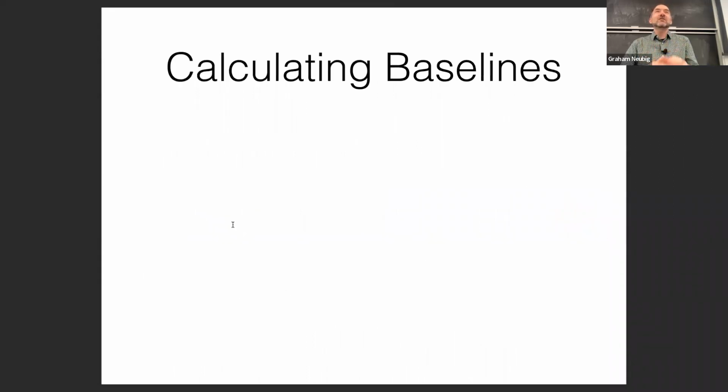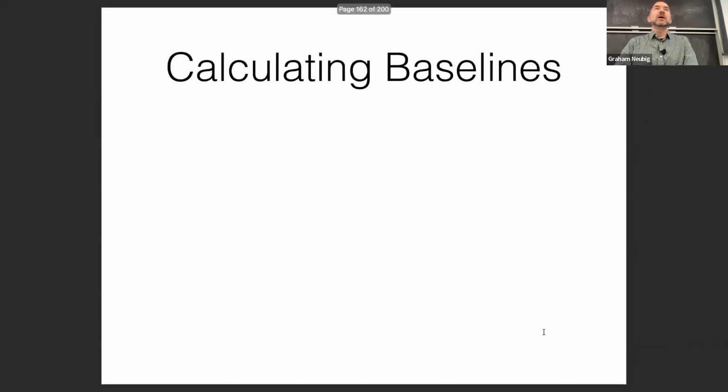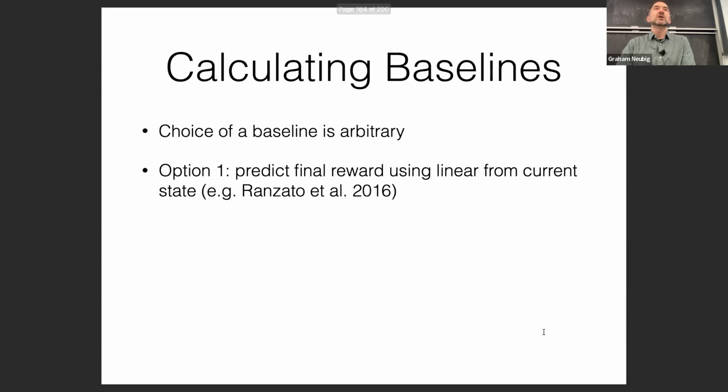So anyway, how do we calculate the baseline? The choice of the baseline is actually arbitrary. You can pick any baseline that you want, as long as the baseline is calculated with respect to this output here. But there are certain ways that you can do it that are better or worse. And essentially what we want to do is reduce the variance of the reward. So you want the baseline to essentially reflect your expectations about how well you would do on that sentence.